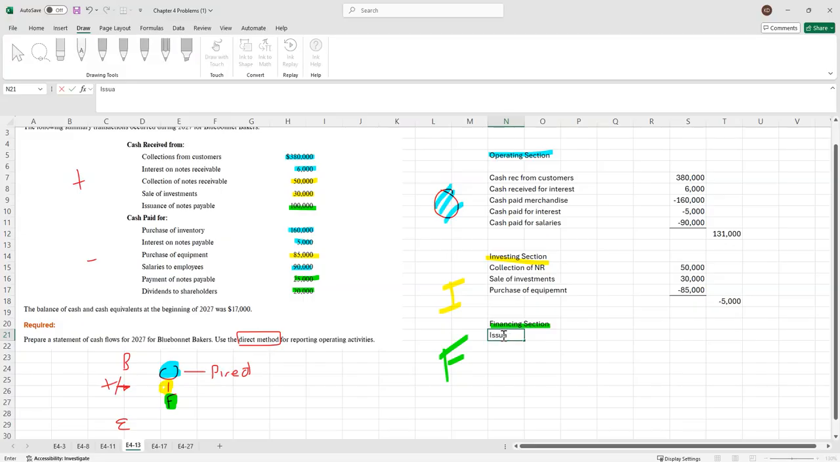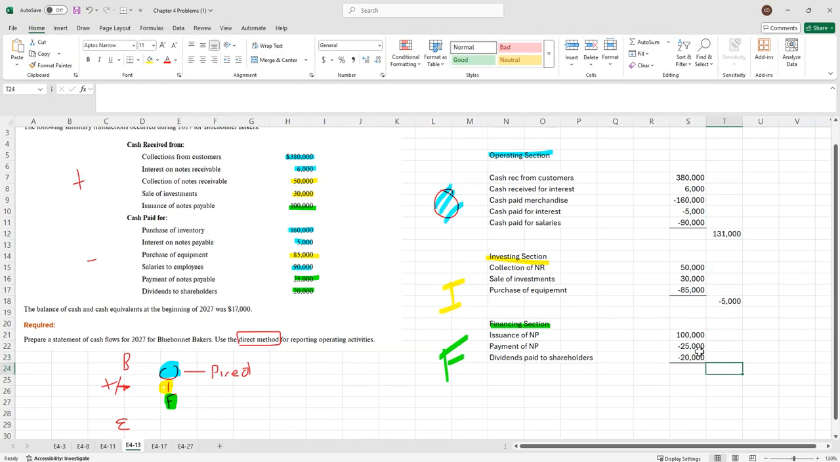This will be issuance of notes payable, payment of notes payable, like issuing it, and then the principal repayment, dividends paid to shareholders on our own stock. So this will be 100,000, 25,000, 20,000, and then we can sum it. Oh, not substitute, sum. Okay, we're at 55. Now we have our beginning cash. The balance they tell us over here was 17,000.